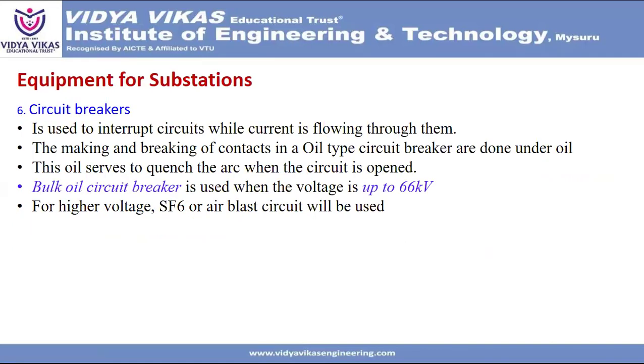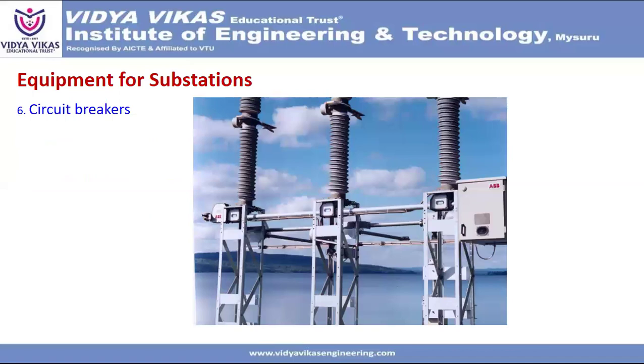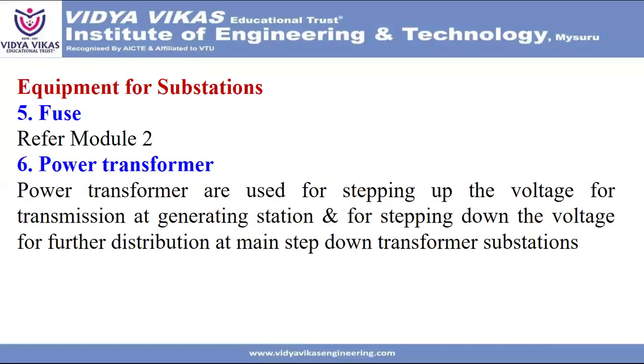Circuit breakers. We have different types of circuit breakers. What is the purpose of a circuit breaker? It is used to interrupt the circuits while current is flowing through them. Thus, making and breaking of contacts in an oil type circuit breaker are done under oil. This oil serves to quench the arc when the circuit is opened. Bulk oil circuit breaker is used when the voltage is up to 66 kV. For higher voltage, SF6 or air blast circuit breakers will be used.